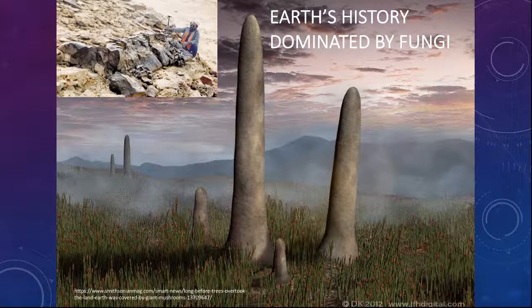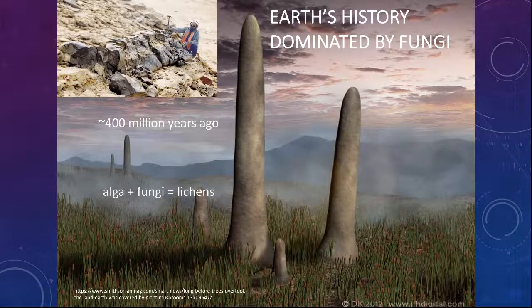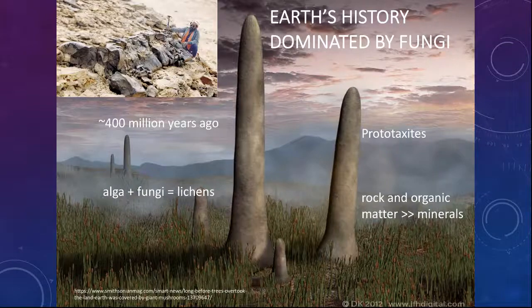So Earth's history has once upon a time been dominated by fungi. About 400 million years ago, algae and fungi came out together in a symbiotic relationship as lichens and started producing oxygen. Giant fungi grew, called prototaxites, potentially 10 meters tall. These decomposed rock and organic matter into minerals, forming first soils.